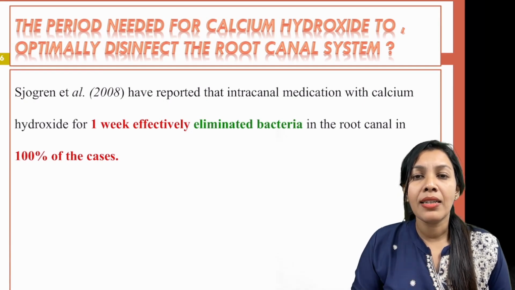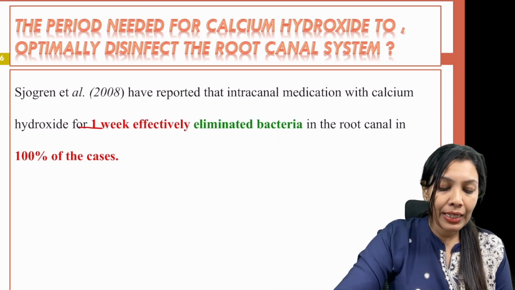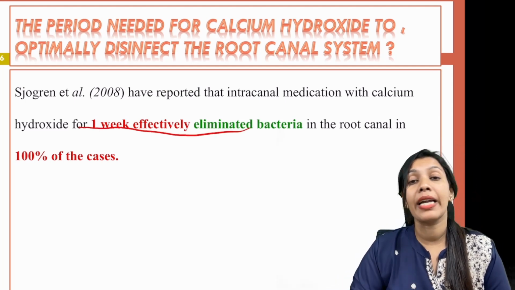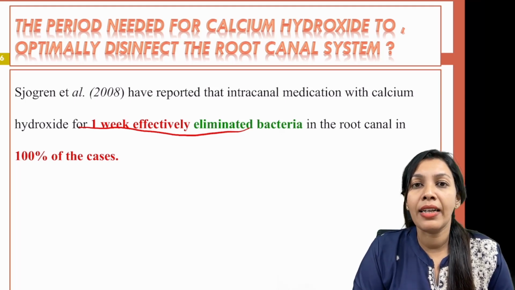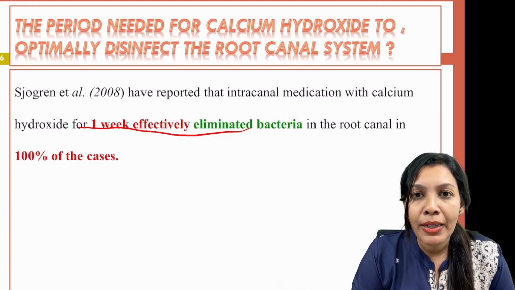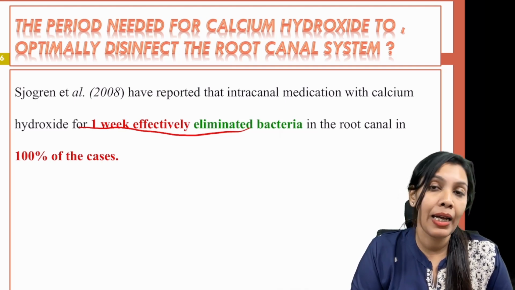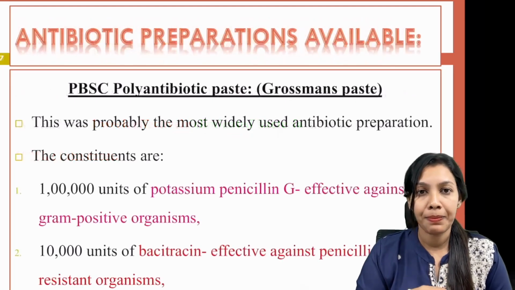What is the time period required for calcium hydroxide to show its action? It is 1 week. Sjögren was the person who found out that 1 week is effective in eliminating the microorganism from the root canal. Another important thing you need to know is that even after we do a root canal treatment, in certain cases there will be reinfection. Reinfection is mainly because of microorganisms like Enterococcus faecalis and Candida albicans. The gold standard material calcium hydroxide does not have any action against Enterococcus faecalis and Candida albicans. That you need to keep in mind.